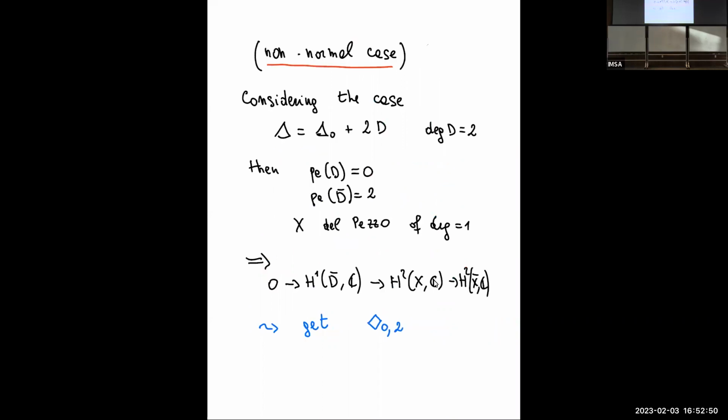Okay? And in the normal case, we have this situation that the section is delta 0 plus 2d. And consider, for instance, the case where the degree of d is 2. In this case, the genus of the curve on the normalization is 2. And X bar is a del Pezzo surface of degree 1. So we get this Mayer-Vietoris sequence, which is H1 of the bar into H2 of X into H2 of X bar. Then we get diamond 0,2.